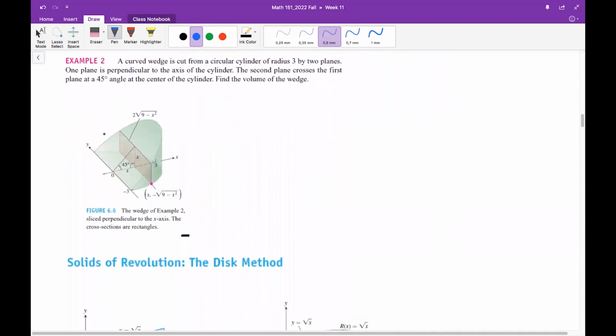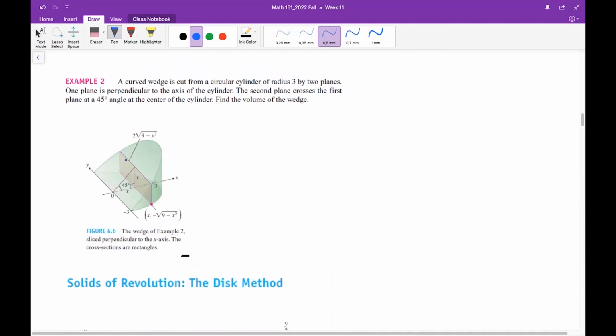This time we have such a solid object, and the cross sections here are rectangles like this. There's information in the statement that this angle is 35 degrees. And also the coordinates of this point are given as x minus this quantity. So this is your x coordinate. That's why this is the point x, as indicated here.